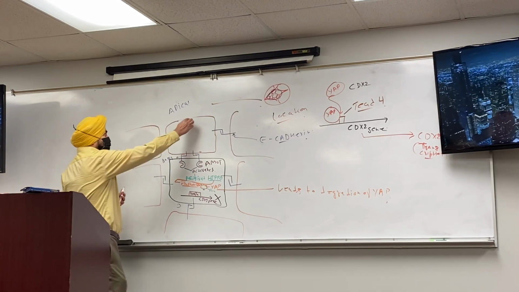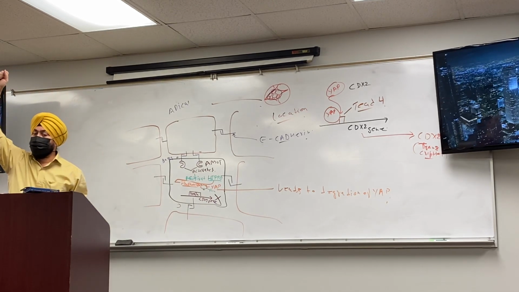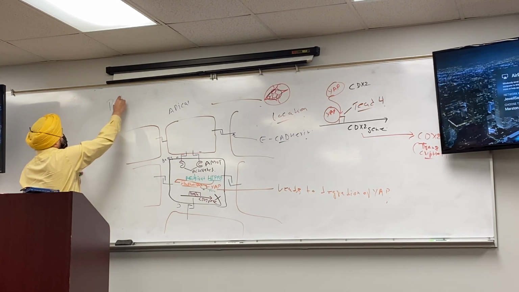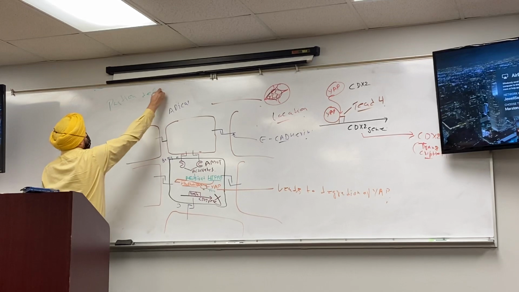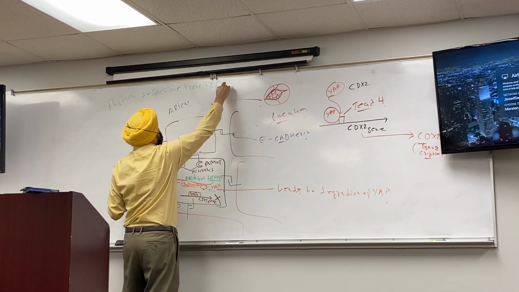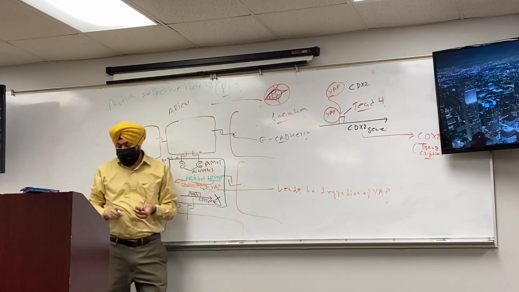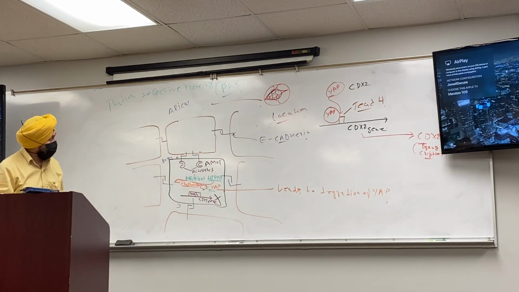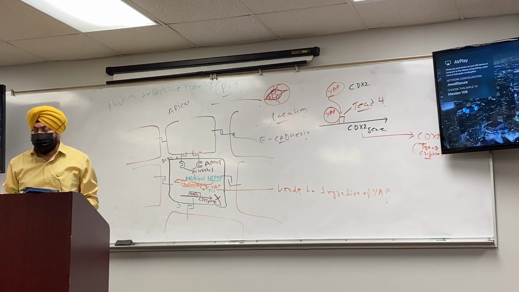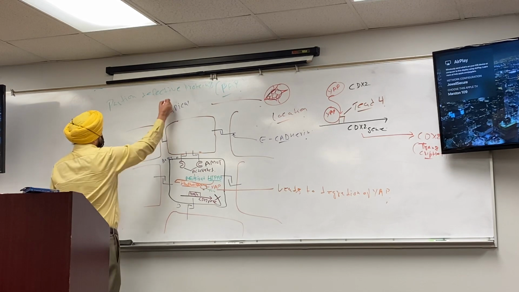Right here, you will not see any cadherin because there is no other cell there. Right? So there is a group of proteins that we call partition defective proteins. Those are called PAR proteins. It's a whole family of PAR proteins. Now, these proteins are critical in development, and in maintaining these are also called polarity proteins.